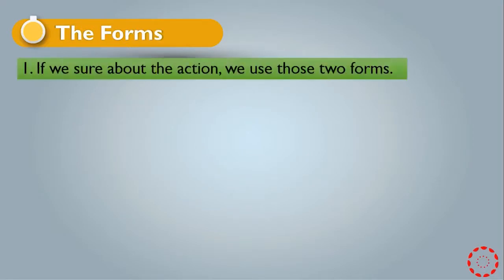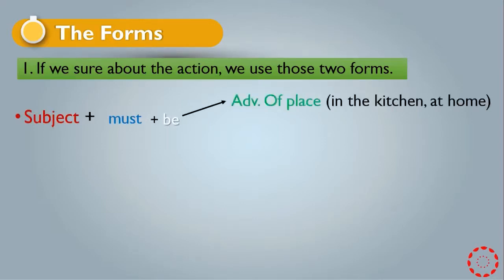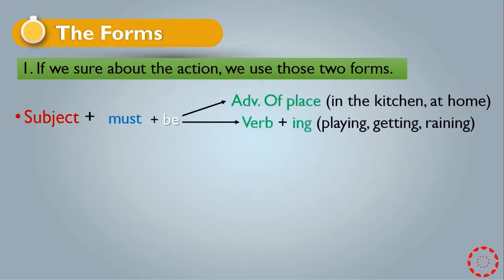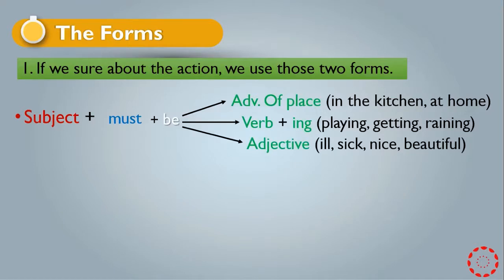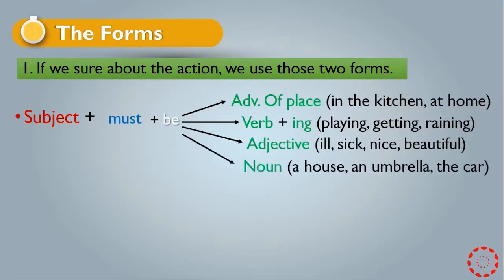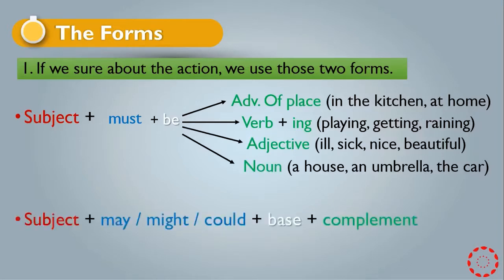First of all, we have the forms. If we're sure or confident about something, we use two rules. Subject plus must plus be, and be is followed by an adverb of place like in the kitchen or at home, verb plus ing like playing, getting, raining, adjectives like ill, sick, nice, beautiful, or a noun like a house, an umbrella, or the car. And the second rule, which is subject plus may, might, or could plus base plus complement.